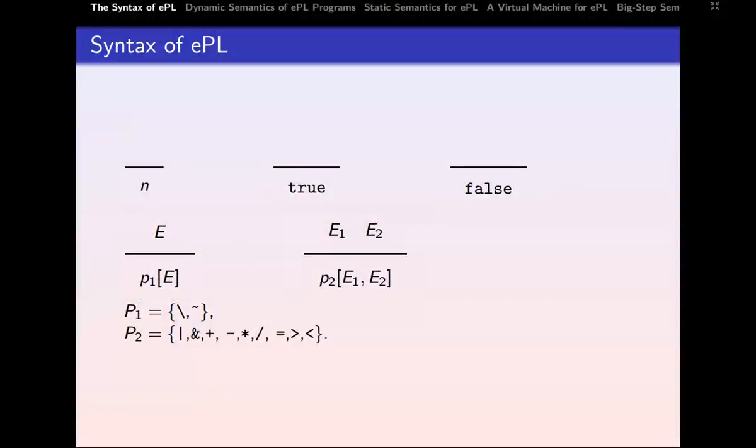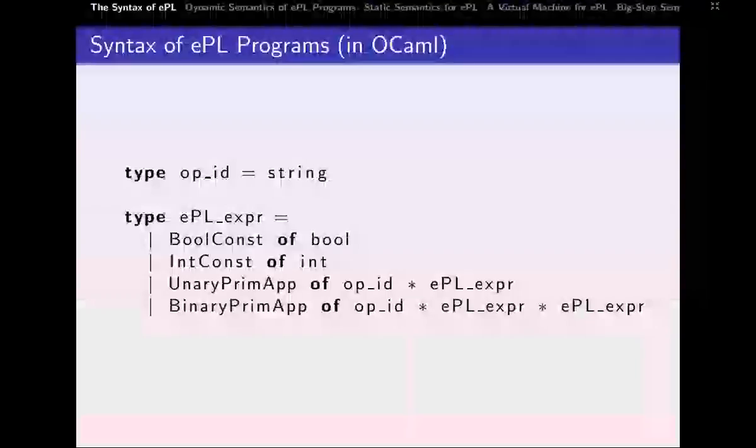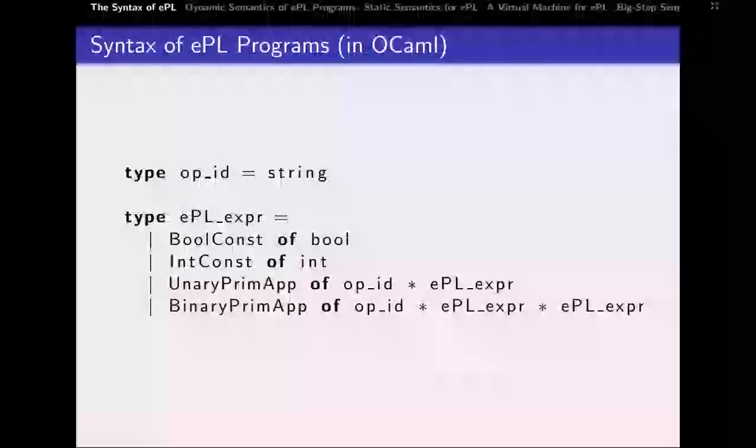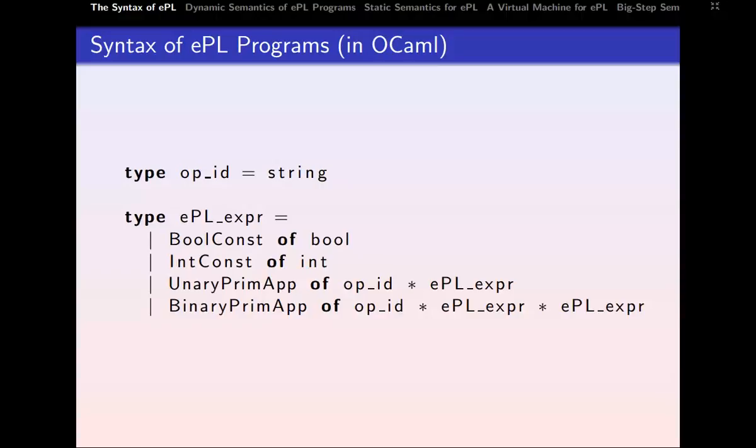Going back here, you see the vertical bars, each of them starts a separate clause. And we're going to say that an EPL expression is either a Boolean constant, and we're going to rely on the hardware type for that kind of data, which is bool. It's an int constant of int, and similarly, we're going to rely on the hardware data type available for that kind of data.